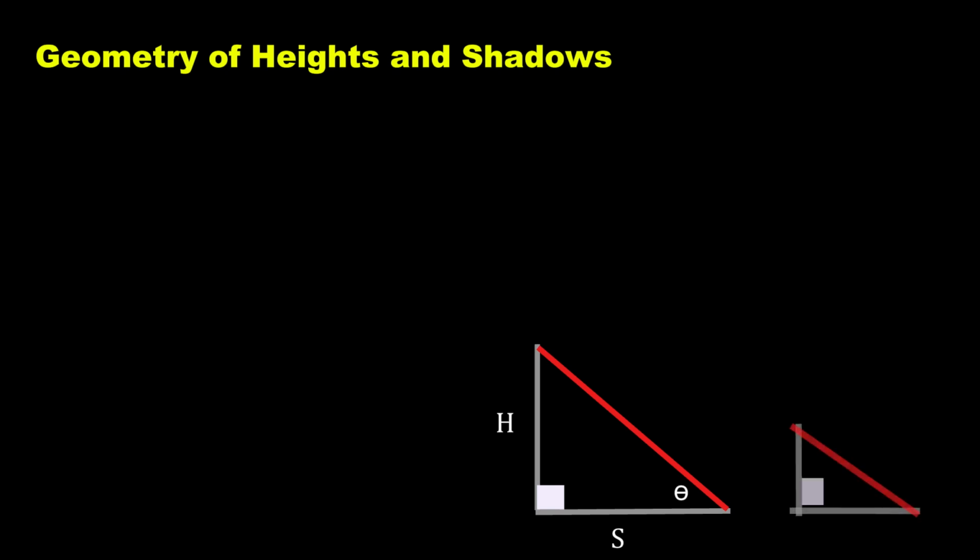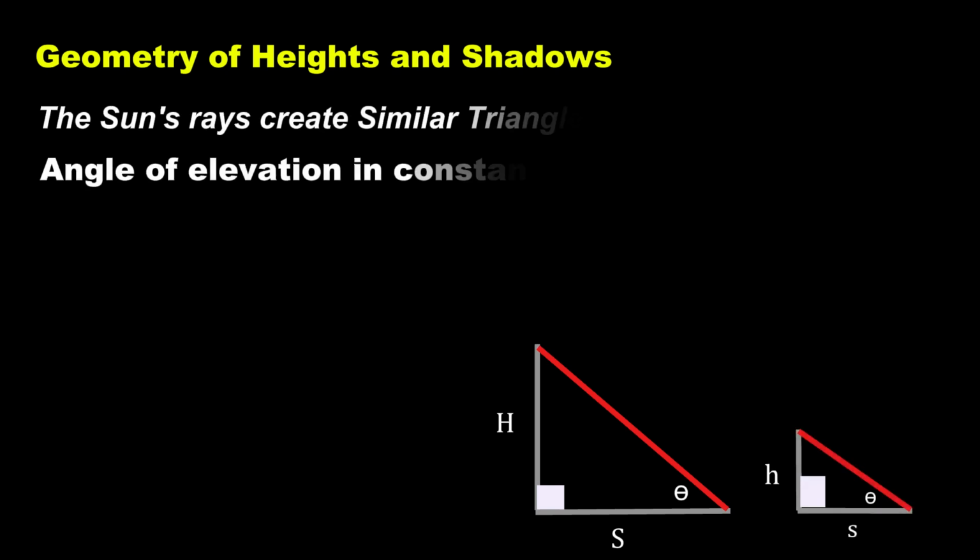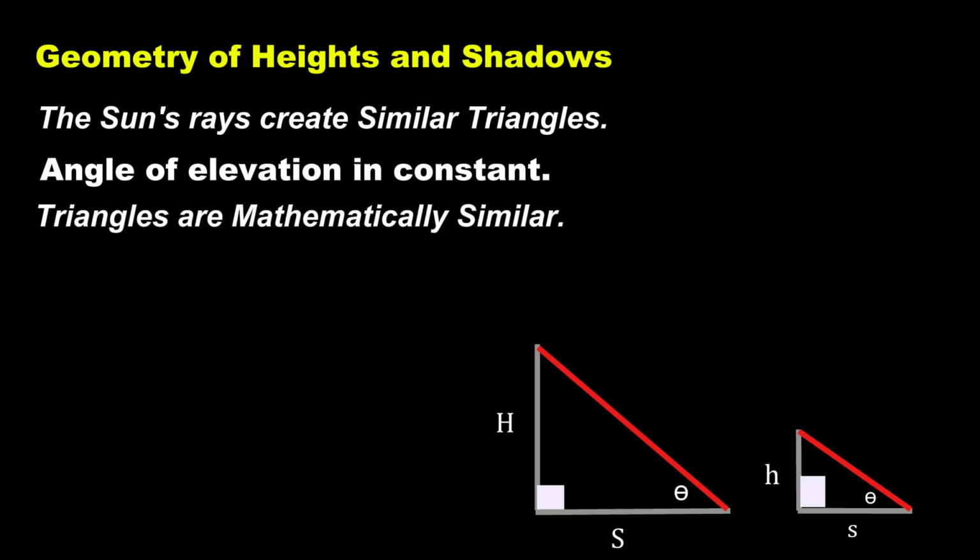To understand why this works, let's look at the geometry. The sun's rays create similar triangles. The angle of elevation is constant. Because the sun is at the same position in the sky for both objects, the angle of the sun's rays is identical. Since both the flagpole and the stick are perpendicular to the ground, they both form 90-degree angles. If two triangles have two angles that are the same, the third angle must also be the same. This means the triangles are mathematically similar.